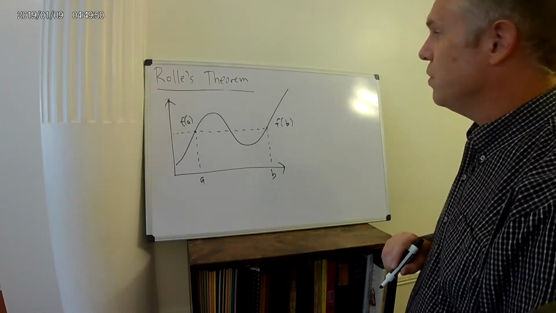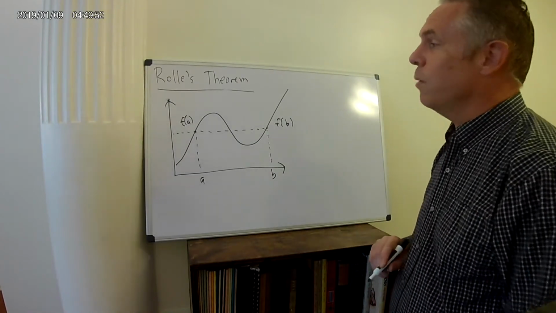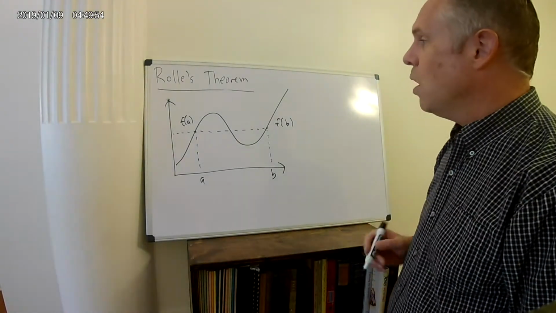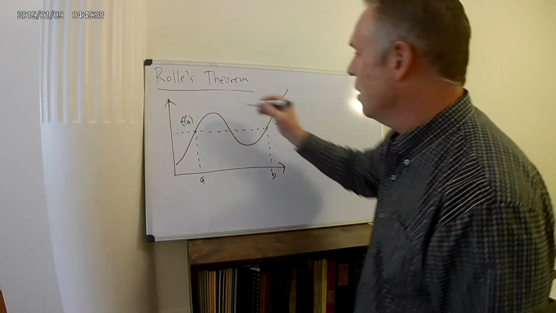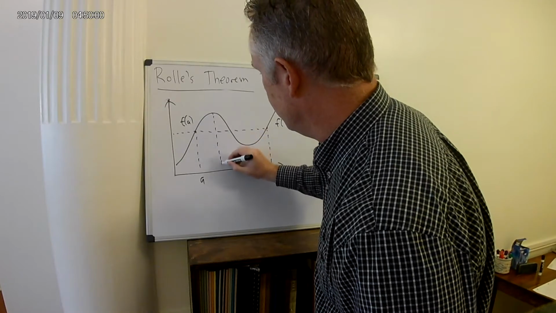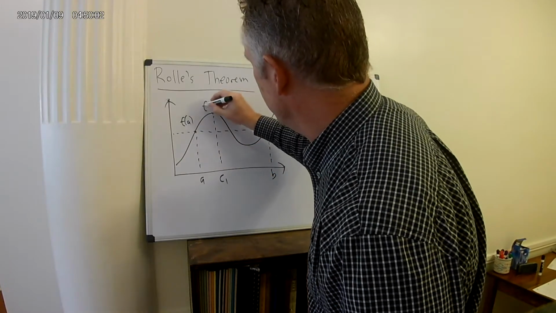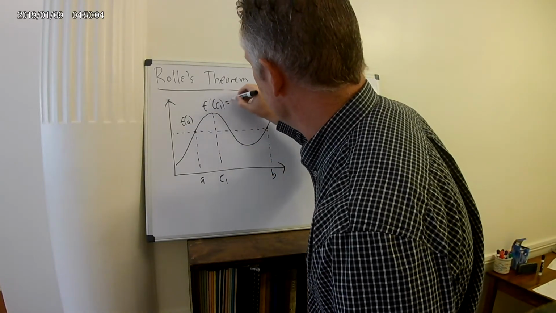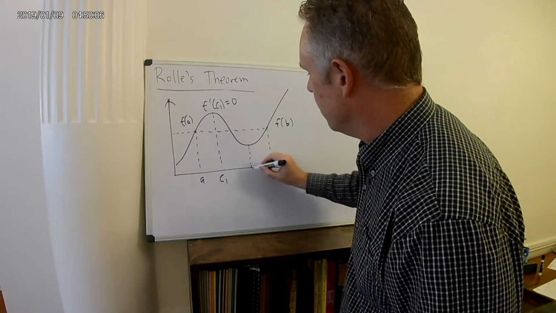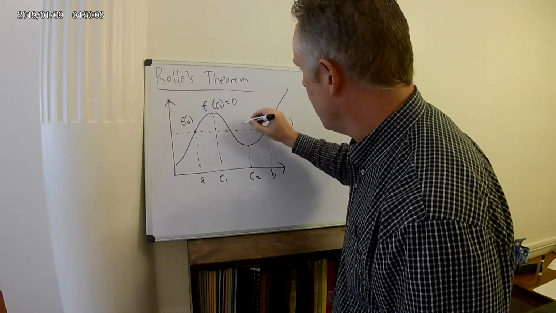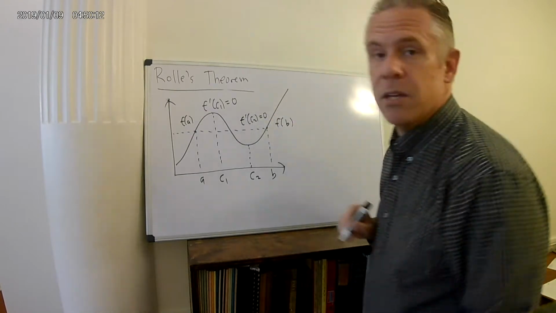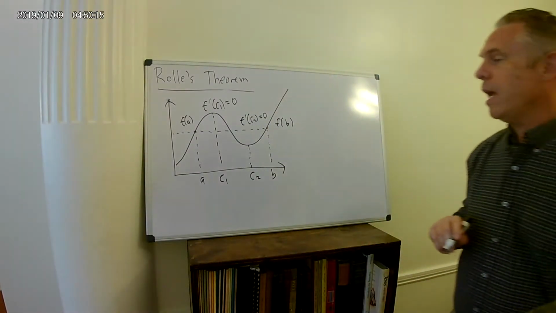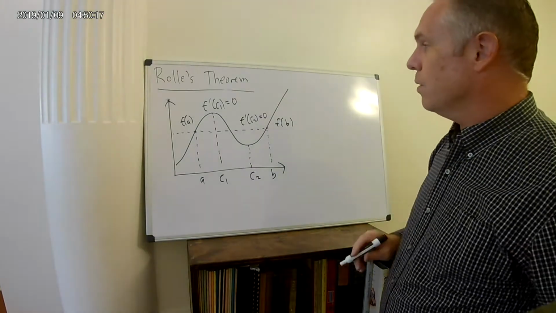Well, there are some points C. There's actually 2 points C here, 2 points where the slope of the function is 0 between points A and B. So we have one point, we'll call it C1. Here, f prime of C1 equals 0. There's another point here, C2, and f prime of C2 equals 0. So in this case, there were 2 points between A and B where the slope was 0.